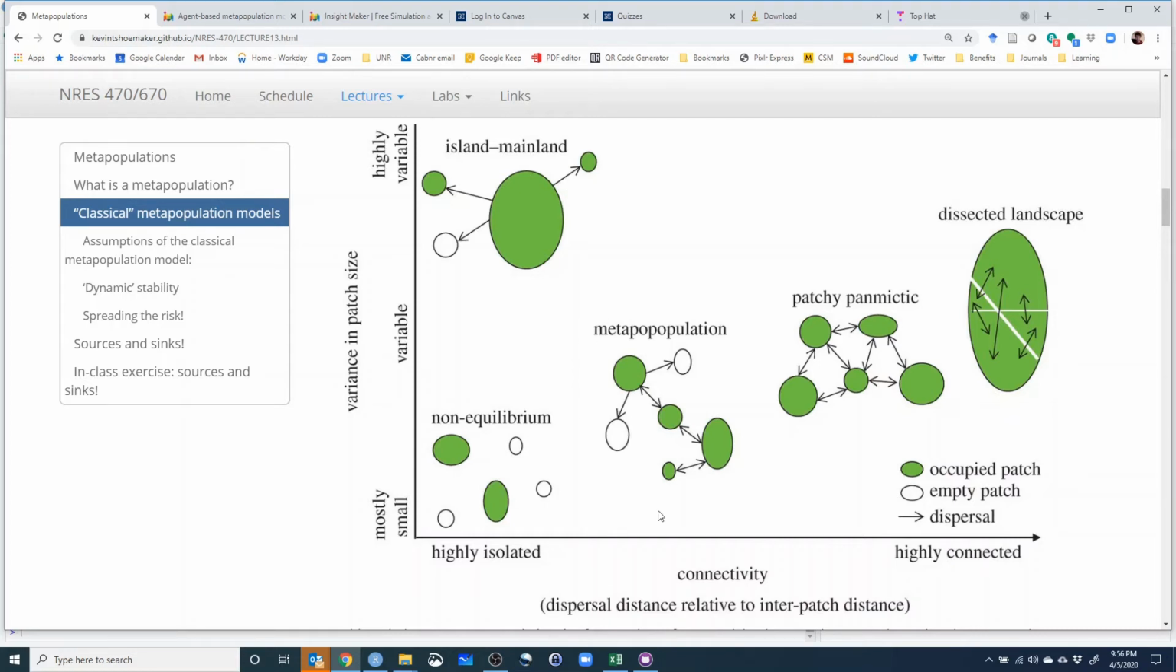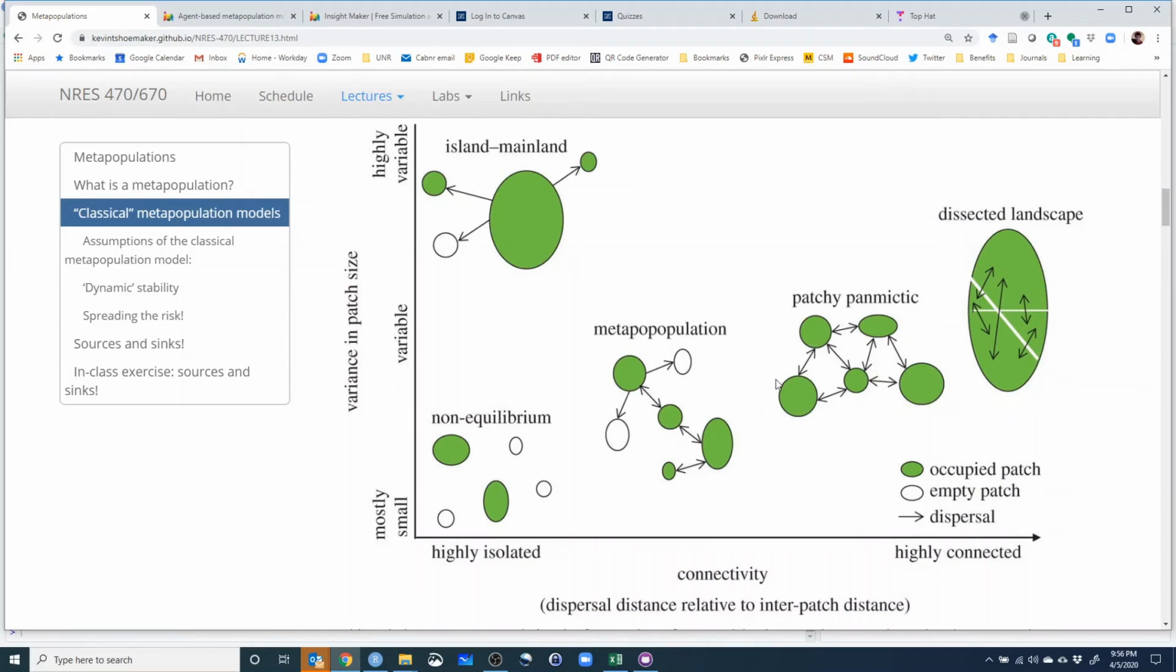All right, and so in a classical metapopulation sense, we have limited connectivity. It's not highly connected, and all patches are similar in size and are somewhat interchangeable. That's the classical metapopulation. And in this classical metapopulation, there has to be at least one or two unoccupied patches at any given point in time. Now, those unoccupied patches can change in different years. This patch might become unoccupied. But that's really the classical metapopulation.